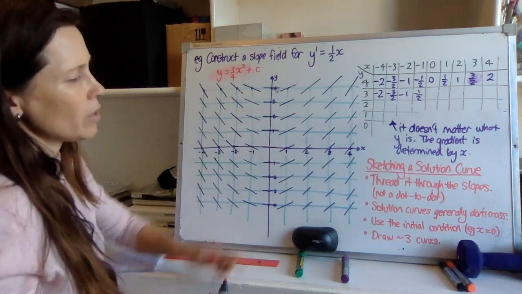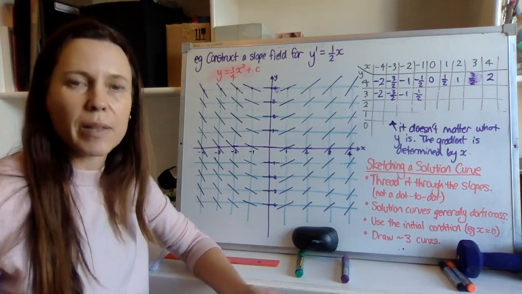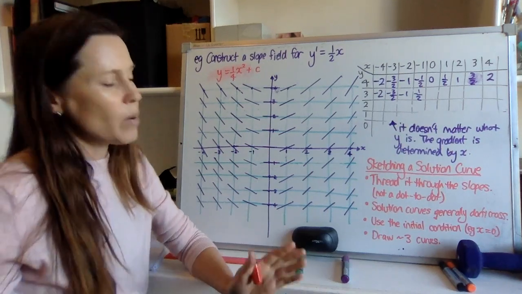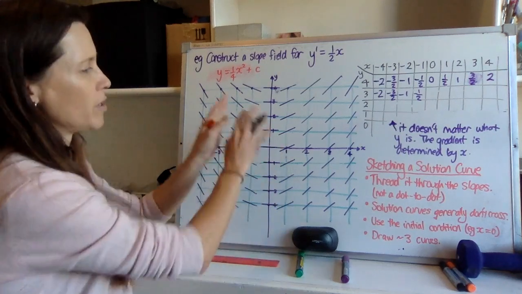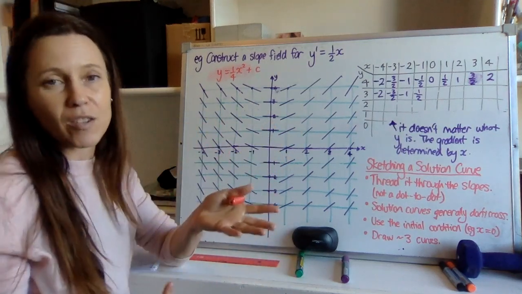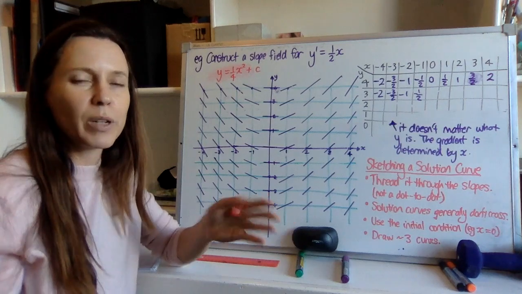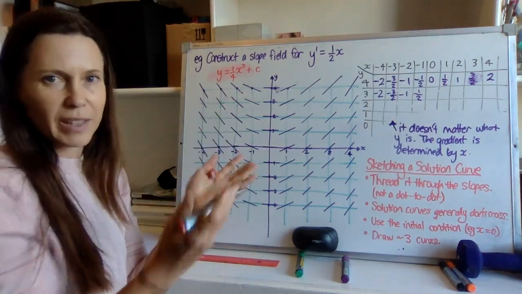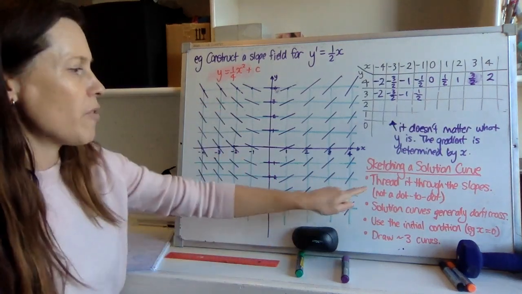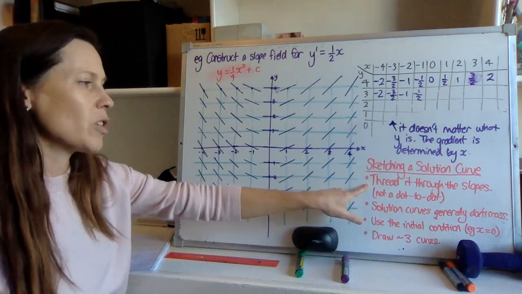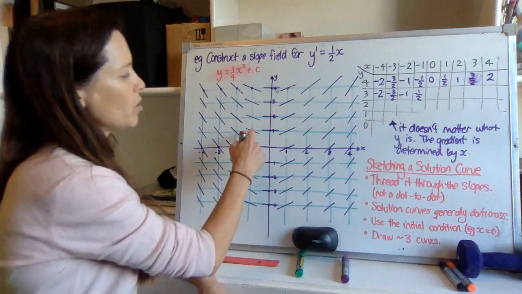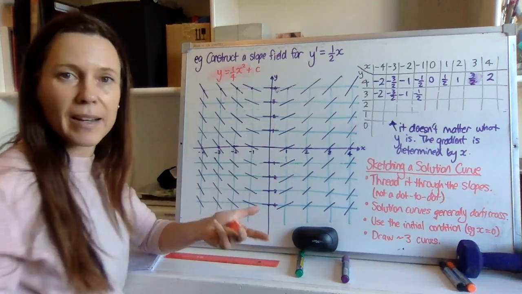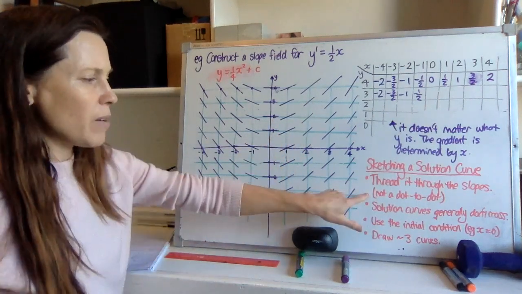So sketching a solution curve is something that we can do with this now, so that we're basically roughing in what some of the solution curves might look like, and we've got the slope field there so that we can sort of imagine what the rest might look like. We're not going to draw all of them because then we'd be filling in the entire plane. So I've written here, when we are sketching a solution curve, we thread it through the slopes. So we want to use these slopes to guide our thinking, but bear in mind it's not a dot to dot.